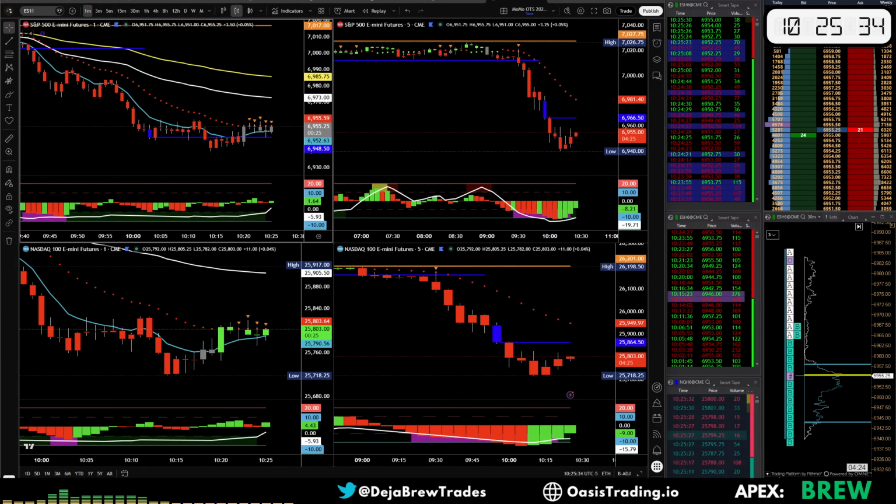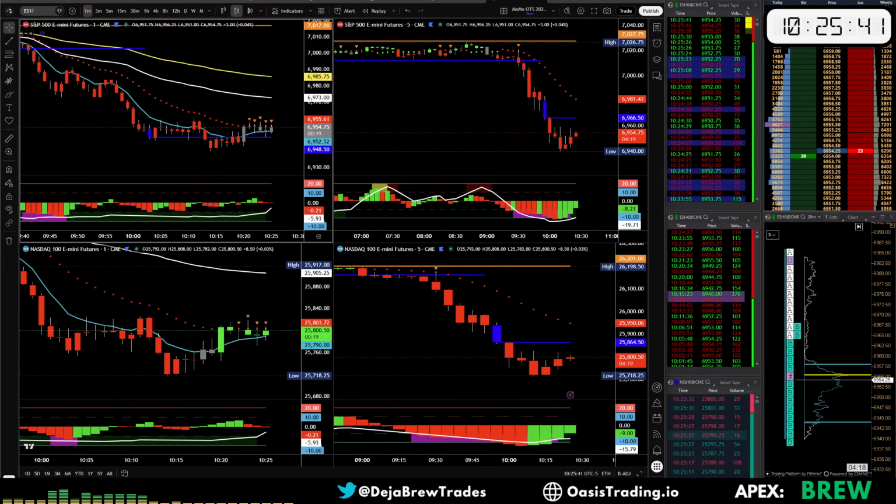Microsoft is down mostly on cloud growth slowdown and huge CapEx guidance. Yeah, I saw their guidance didn't look too good from the headlines I saw.